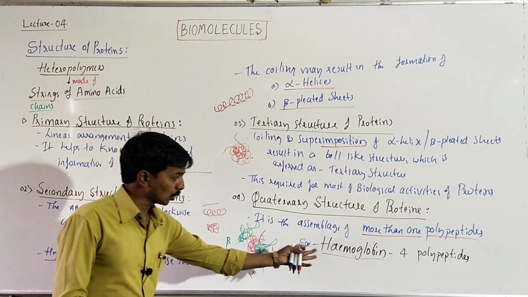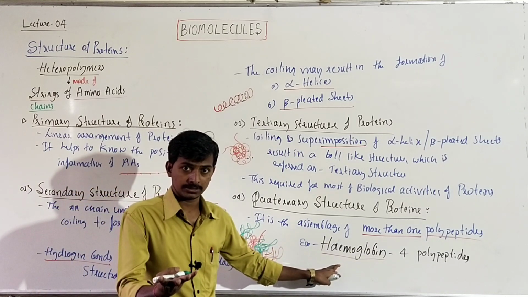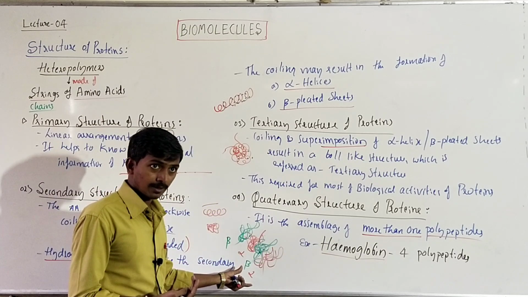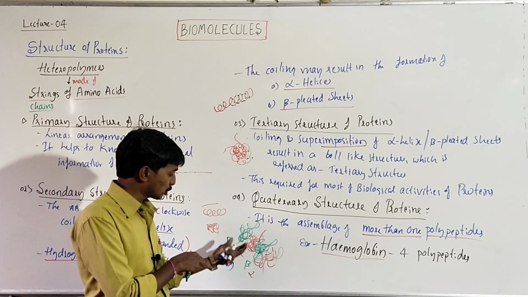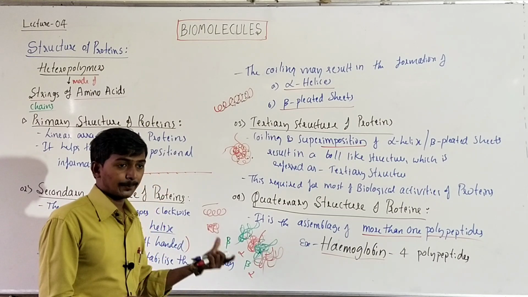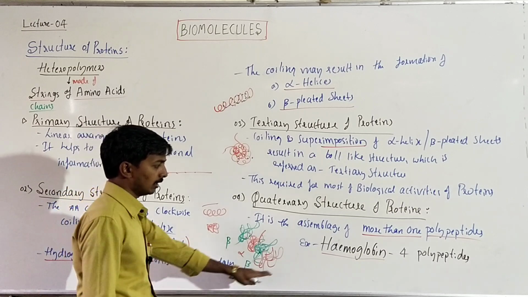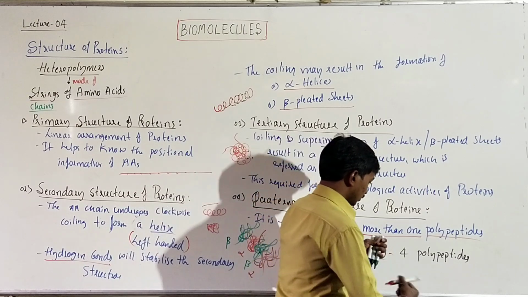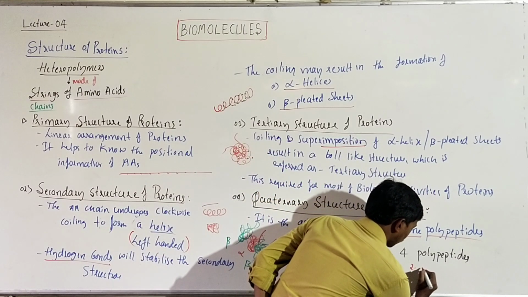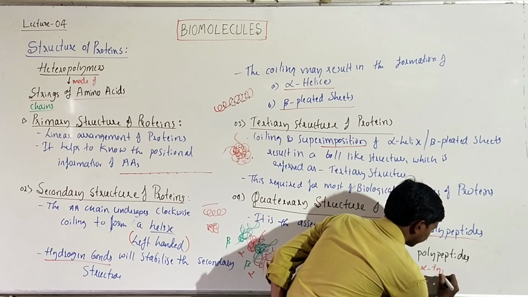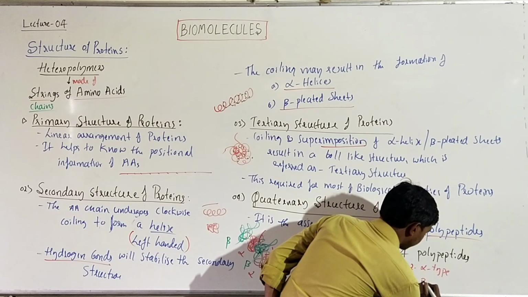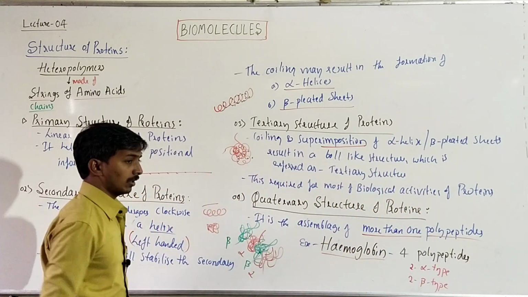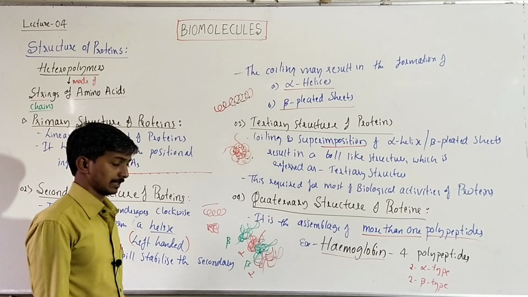Like that, in hemoglobin there are 4 polypeptides of 2 types. 2 are of alpha type, alpha subunits or alpha polypeptides, and 2 are of beta type or beta polypeptides. So altogether they will make a hemoglobin. 4 polypeptides, of 2 types, 2 alpha type and 2 beta type. So they will make a hemoglobin of 4 polypeptides, right?